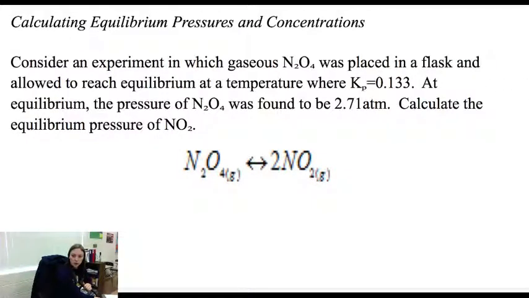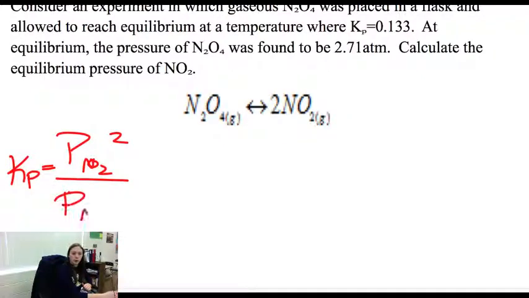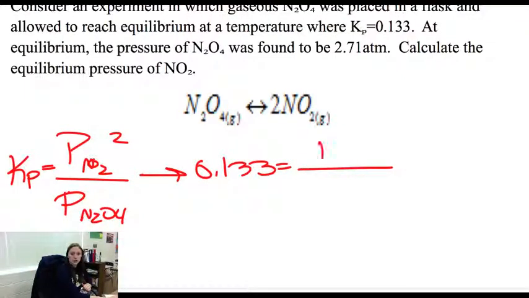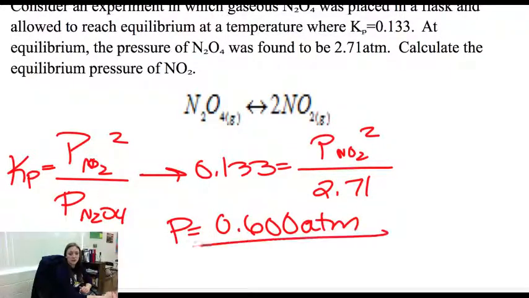Well, like I said, this one's actually a little bit easier than the next problem we're going to look at. Because if I write my Kp expression, it's going to be the pressure of NO2 squared over the pressure of N2O4. They give me the Kp of 0.133. I don't know my NO2 pressure, but I do know my bottom pressure. So all we do is cross multiply and take the square root, and I'm going to get a pressure of NO2 of 0.600 atmospheres. So that's really easy. If you know one of the equilibrium concentrations or pressures, you can know the other one as long as you know the K.